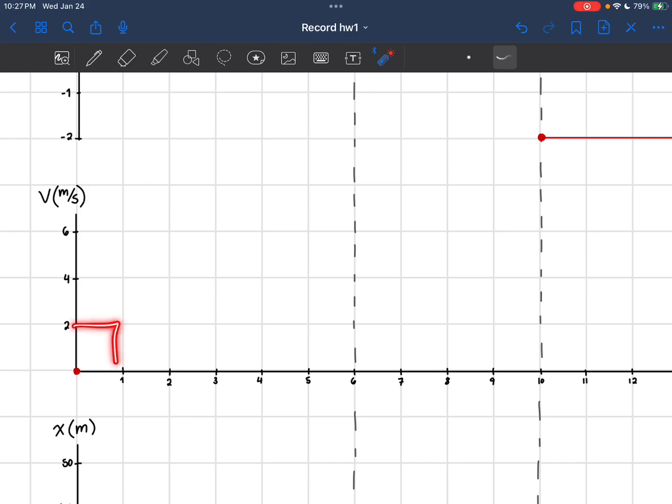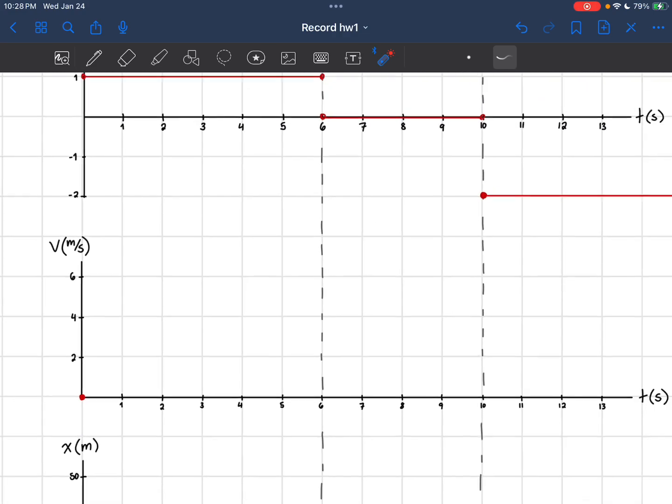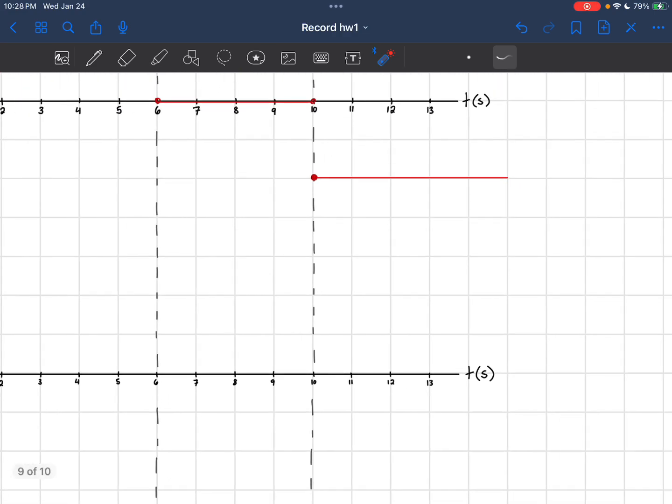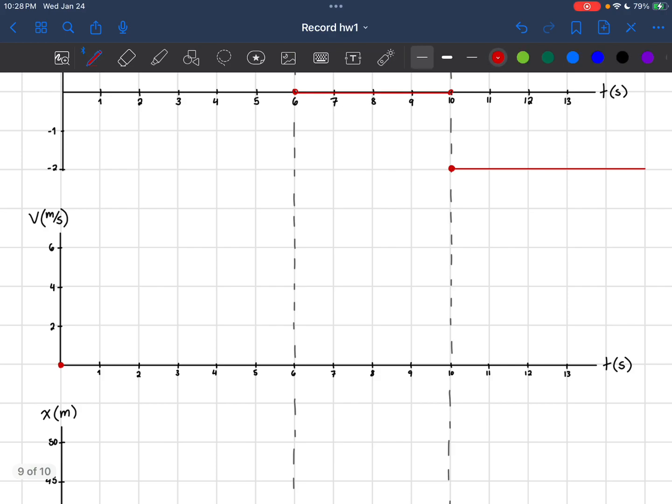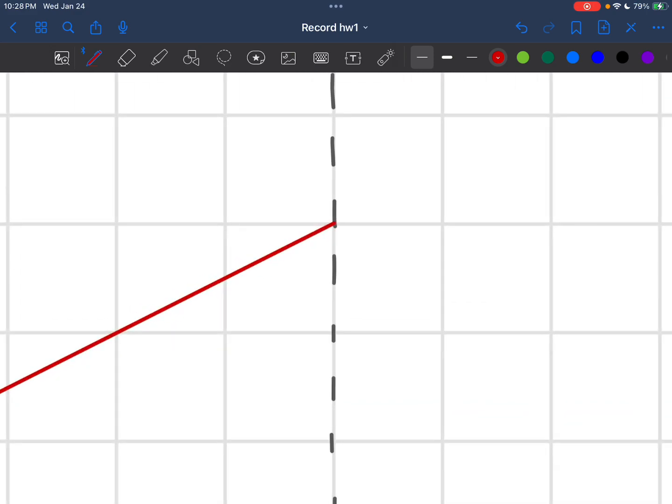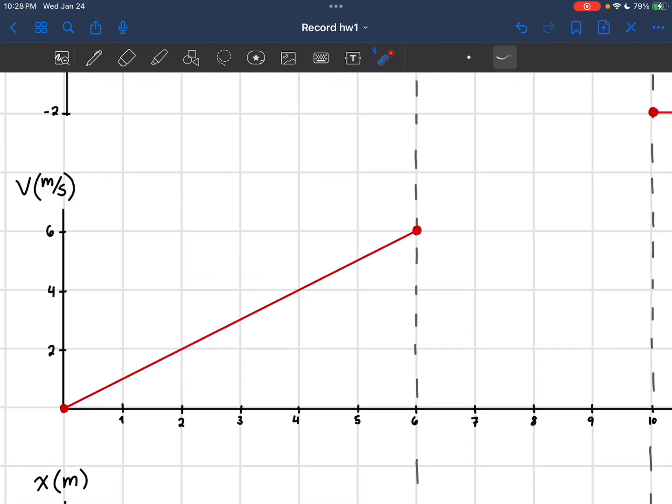Now, my scale is a little wonky here, right? I have 1, 2, 3, and I have 2, 4, 6. So just trust me that my slope is 1, right? When I draw it like that. And we can check our work, all right? Because I can see that after 6 seconds, my velocity is 6 meters per second.